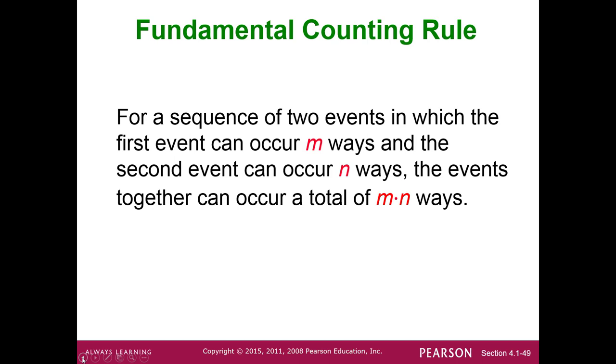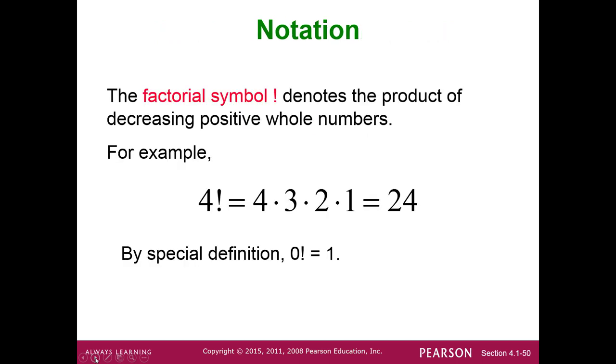I can think, okay, how many results are there on the red die? 6. How many results are there on the green die? 6. And we have this thing called the fundamental counting rule that says all you have to do is multiply those two values together and you get the total number of possible outcomes for this two-part task. So it would be 36 possible results when you roll two dice. If one event can occur in m ways and another in n ways, m times n ways is the total number of possible outcomes.